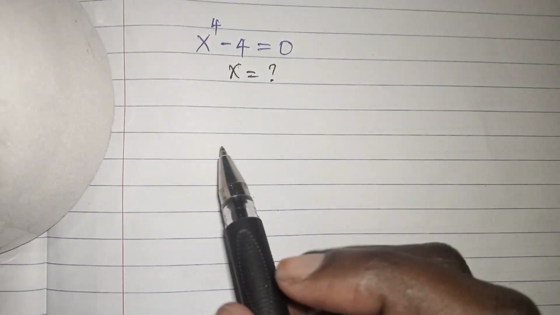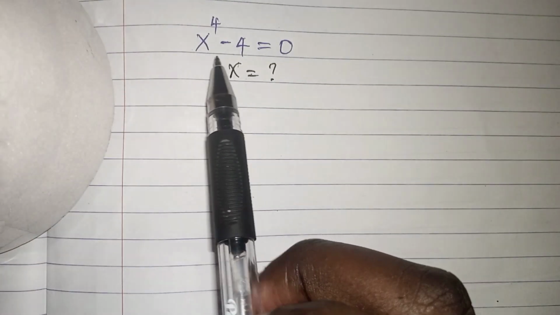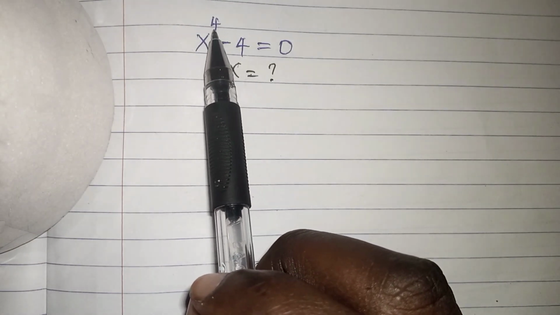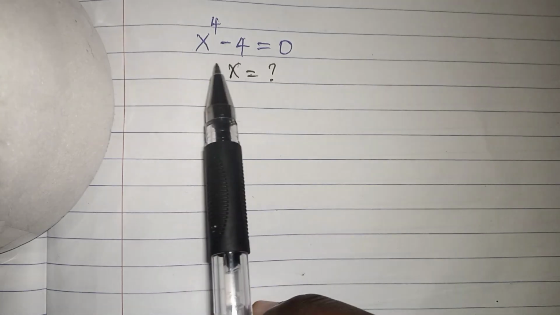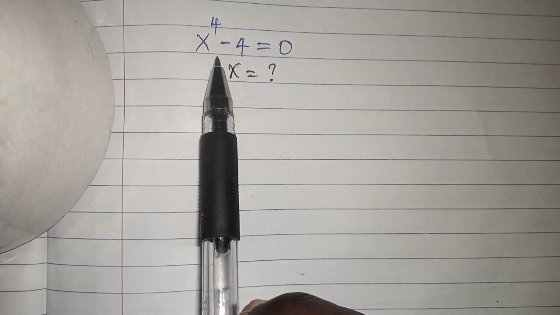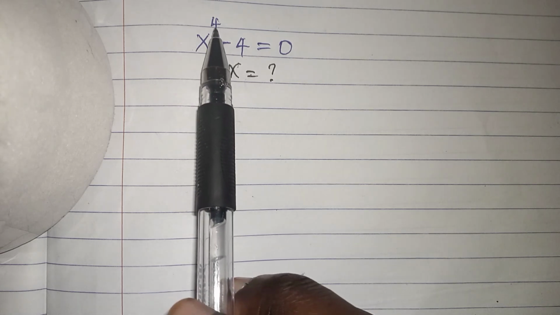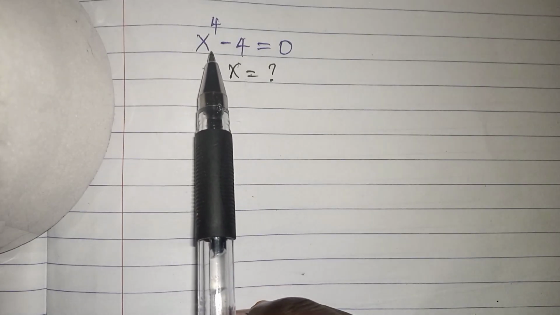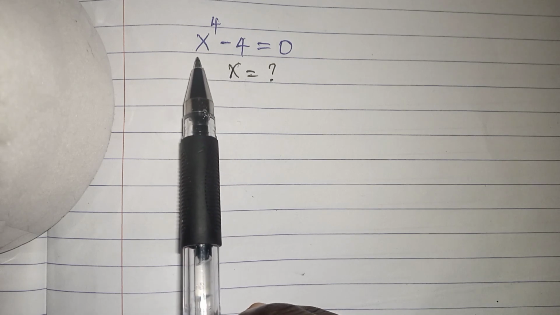So our first step, we'll begin by paying attention to this exponent here, which is 4. Remember, the exponent of the variable determines the number of values we should get. So for this case, we should get 4 values of x, right?